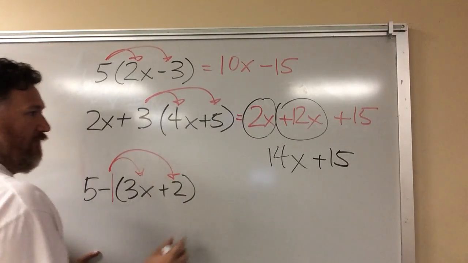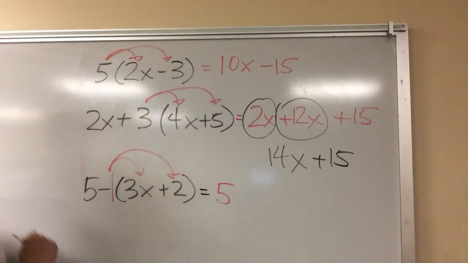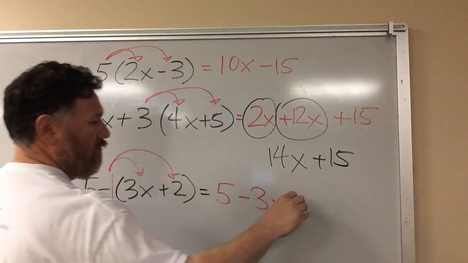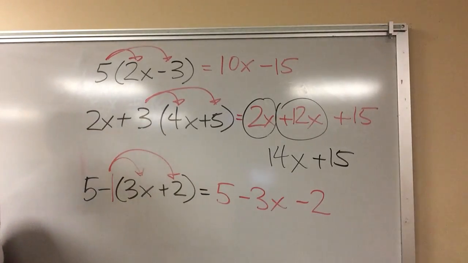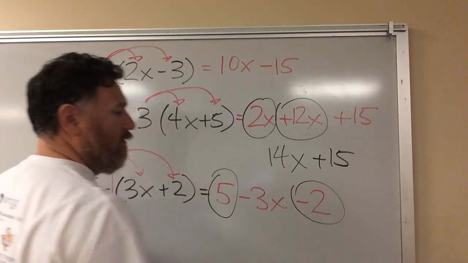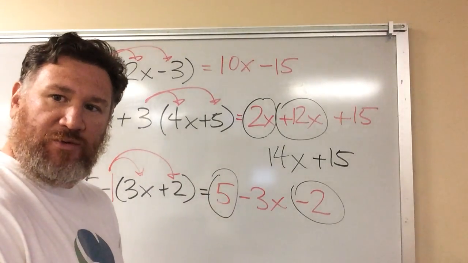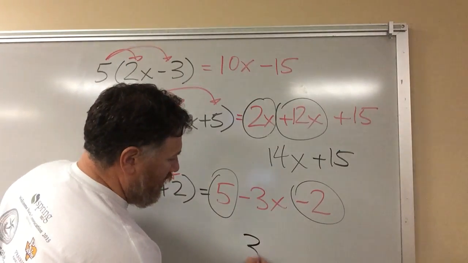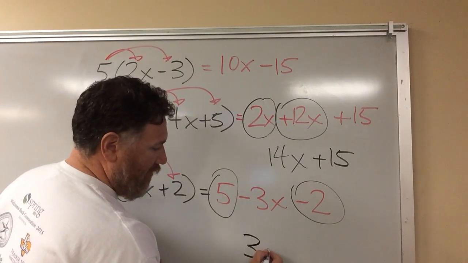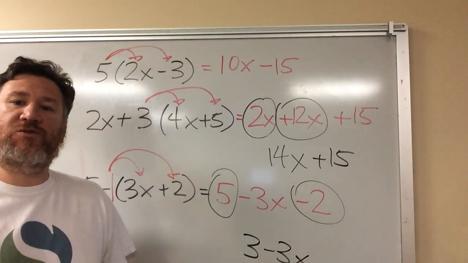So again, I'm going to write the 5 first, because we haven't done anything with it yet. Negative 1 times 3x is negative 3x. Negative 1 times 2 is negative 2. Now I'm going to combine the like terms. I have a number here and a number here. I can put two numbers together. I know that 5 minus 2 will give me a simpler number. 5 minus 2 is 3. And then I have just this one x term, so I'm just going to bring it down with the other ones. So I got 3 minus 3x.